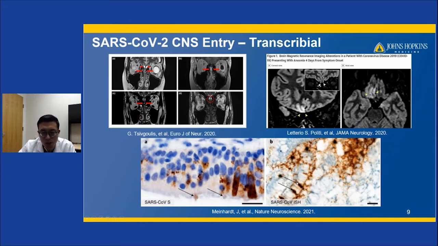And the last picture is basically showing that with the SARS-CoV spike protein antibody, when you stain it, you can see virus in the pathology for these patients, with epithelial cells in the nasal cavity. And if you do in situ hybridization, SARS-CoV-2 RNA can be picked up in the mucosa layer and cells of the epithelium.